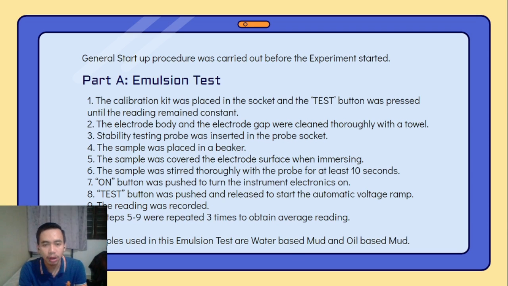Next, the sample was stirred thoroughly with the probe for at least 10 seconds. In step 7, the on button was pushed to turn the instrument electronics on. Next, the test button was pushed and released to start the automatic voltage ramp. Lastly, the reading was recorded. Steps 5 until 9 are repeated 3 times to obtain the average reading. The samples used in this emulsion test are water-based mud and oil-based mud.